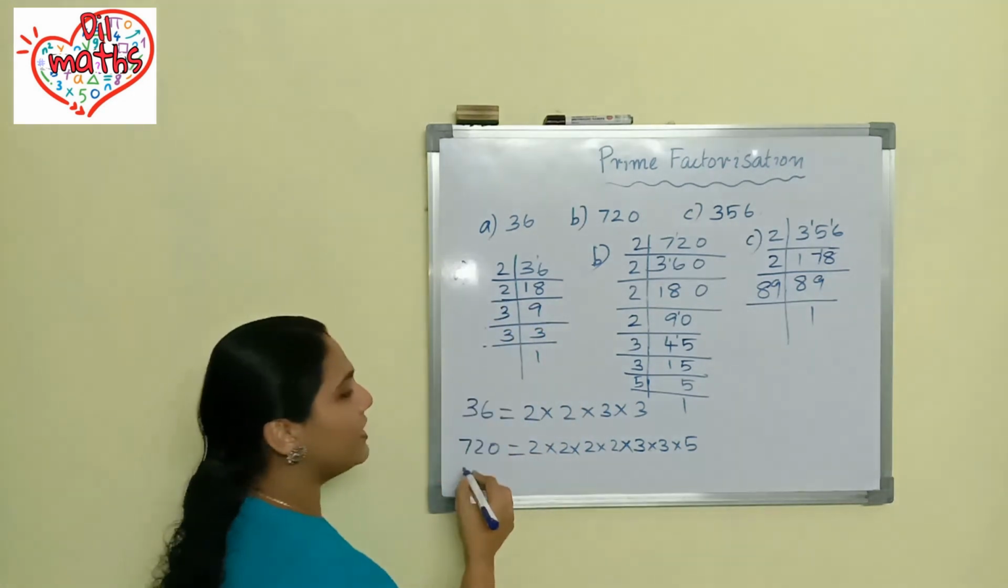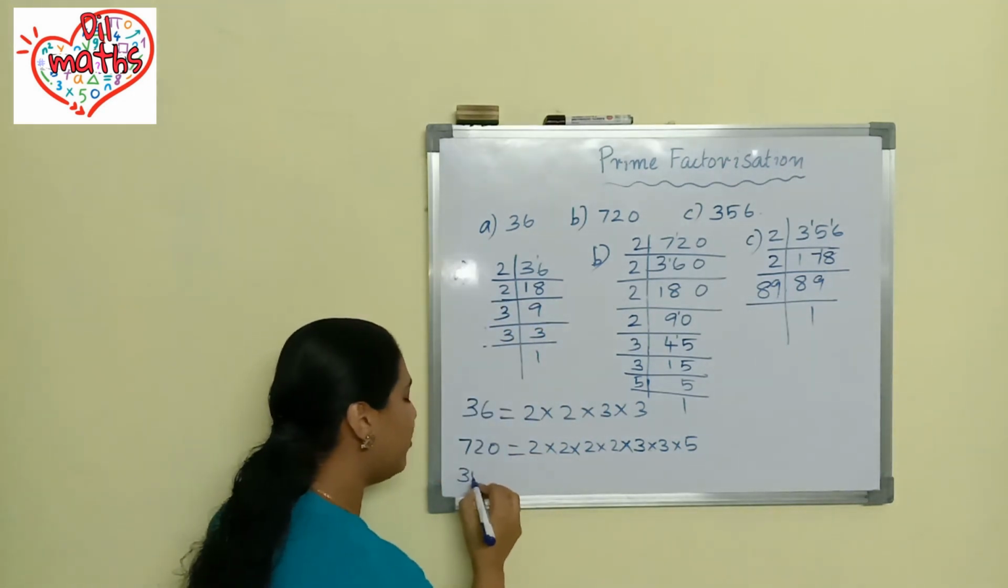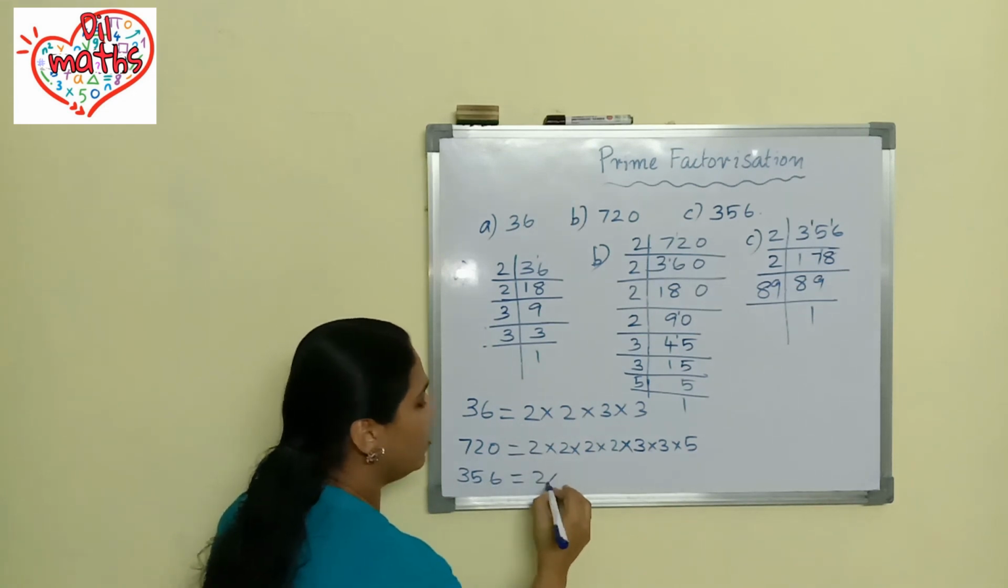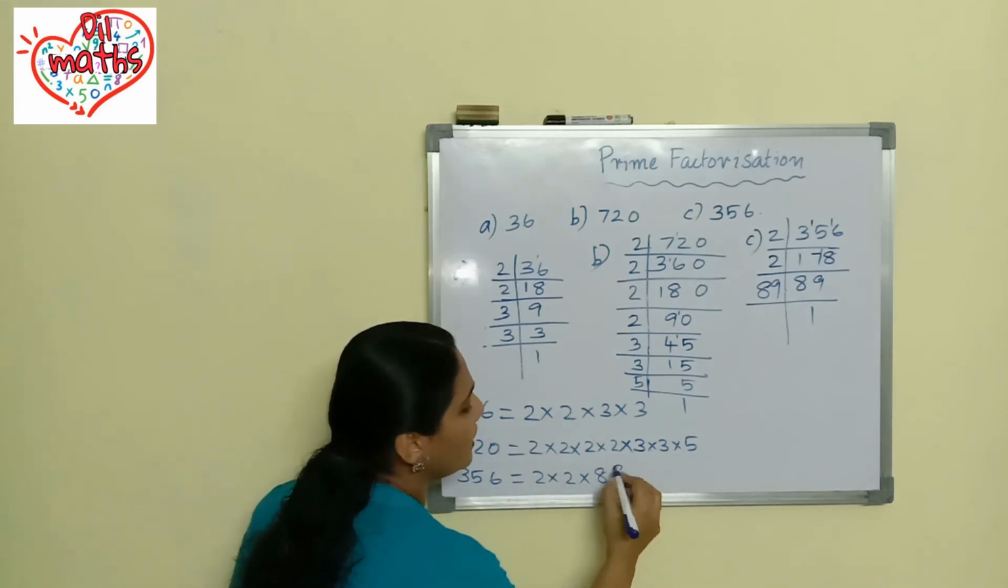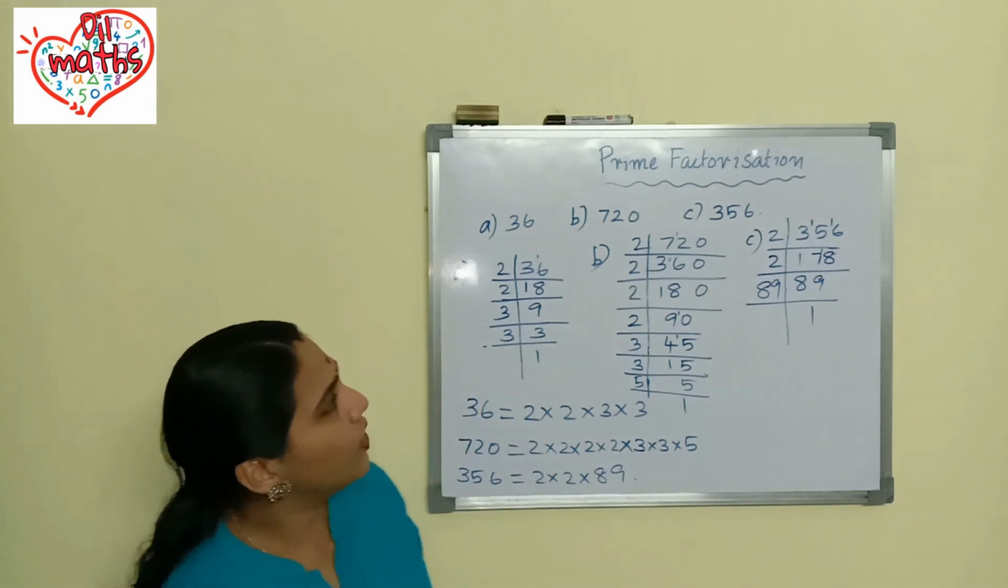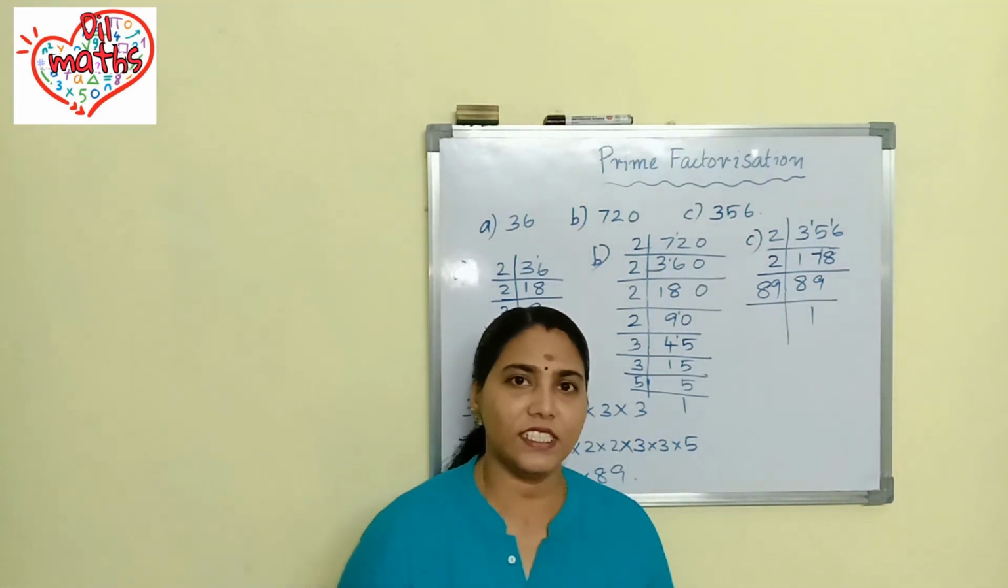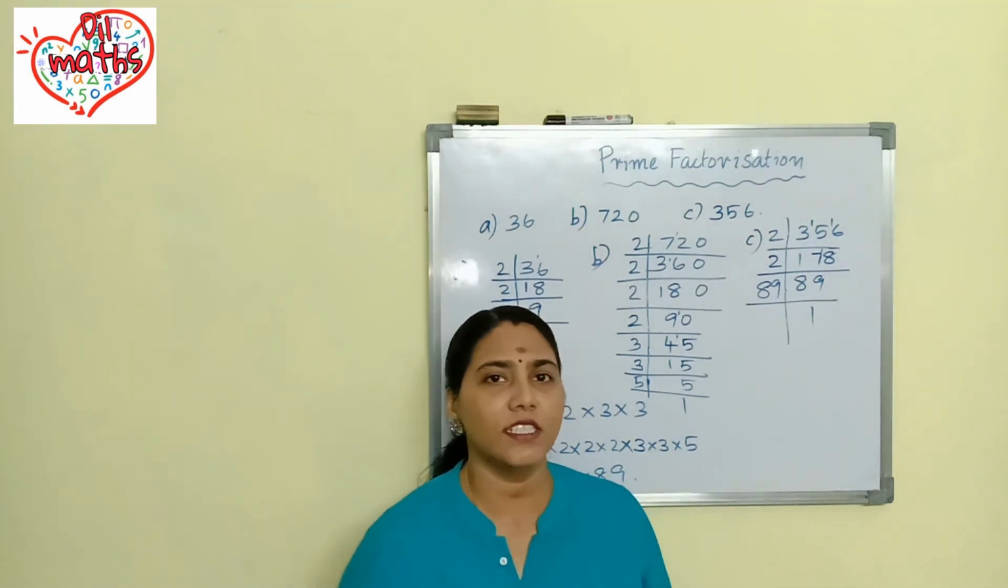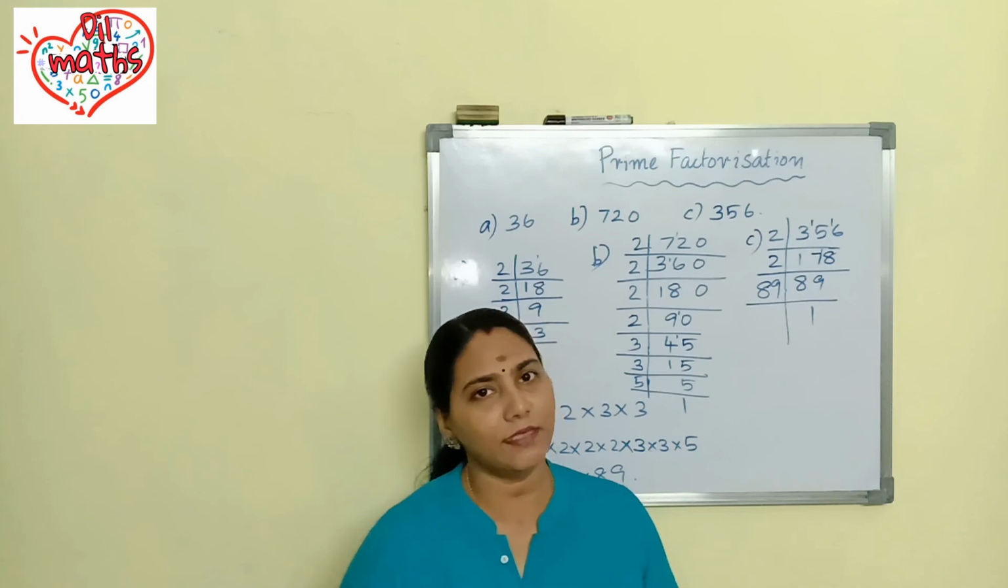So what is the prime factorization of 356? 2 into 2 into 89. Okay, this is all about prime factorization. I think you understood this. If you have any doubt, you can ask me.